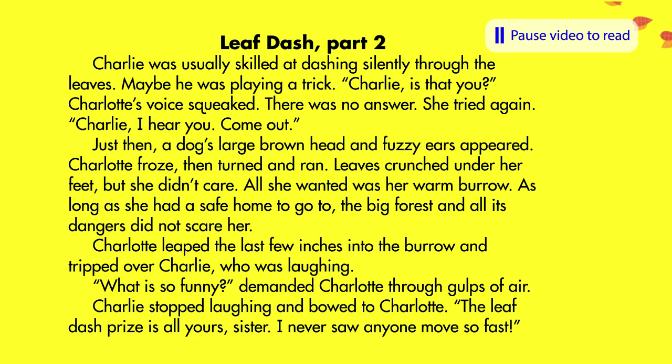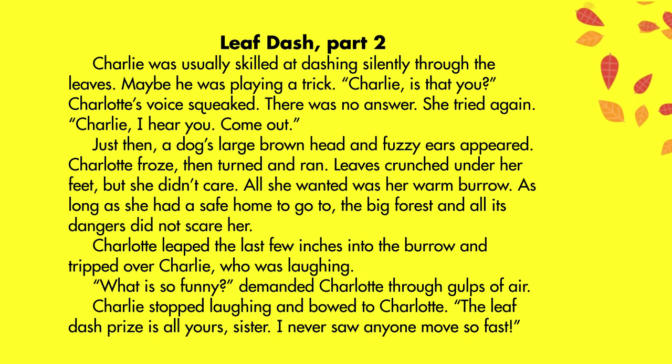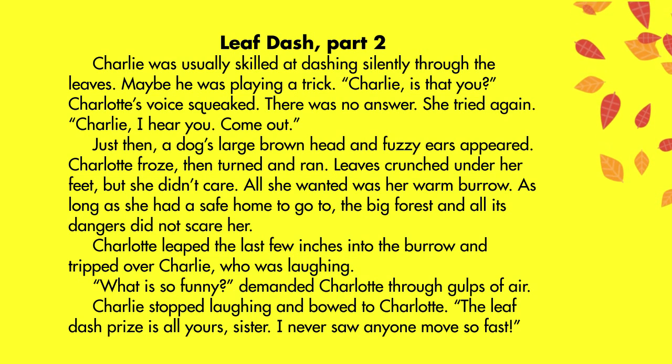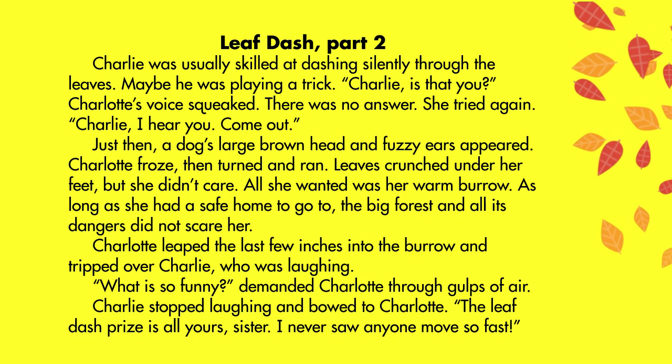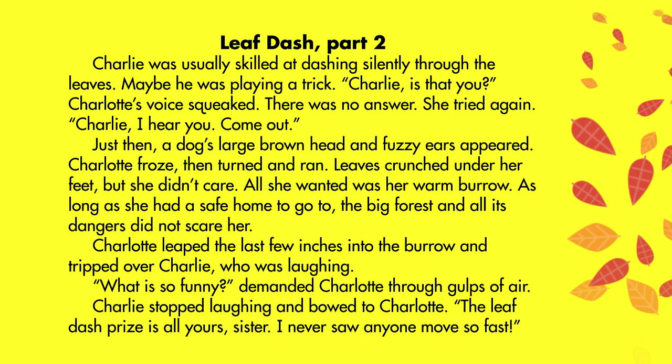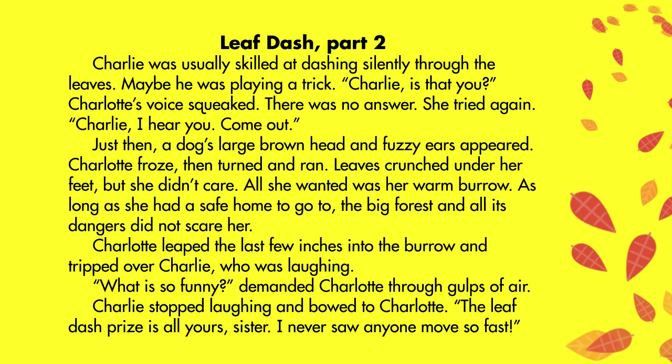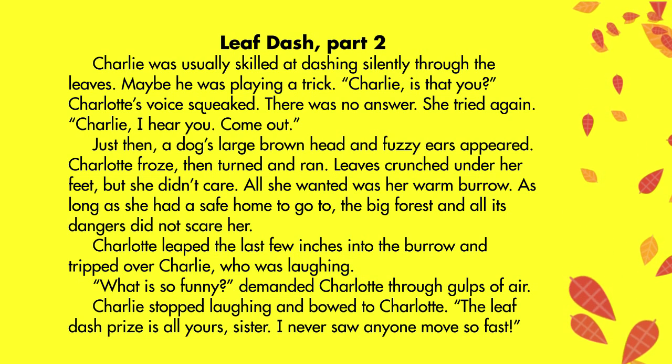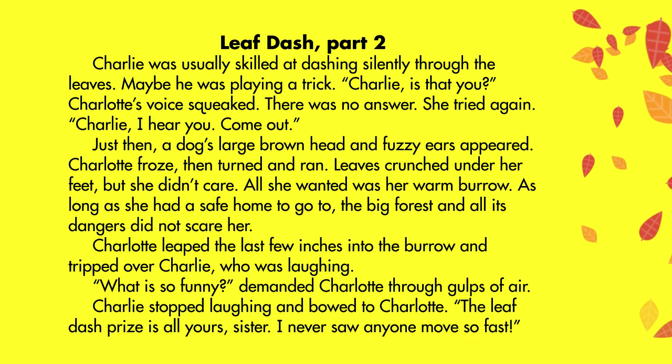Look at the conclusion of the story about Charlotte and her brother. Charlotte encounters a dog and dashes home as fast as she can. Back at the burrow, Charlie laughs and tells Charlotte he has never seen anyone run so fast. You can use details and evidence from the text to make an inference about what the theme of a story is.